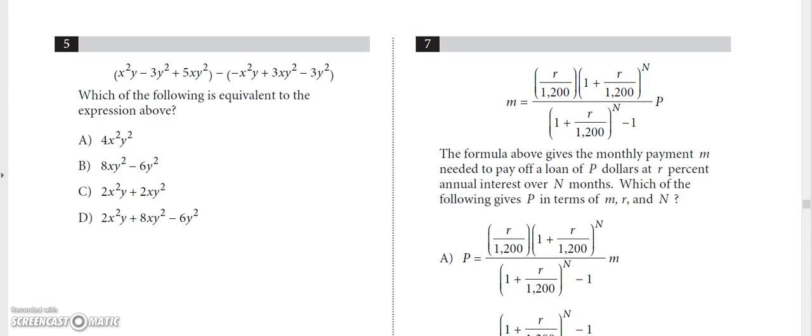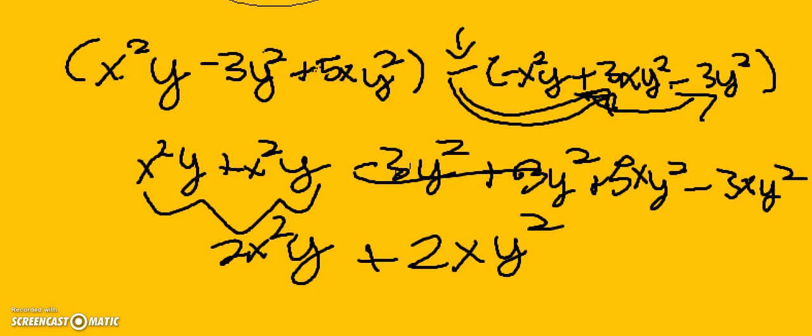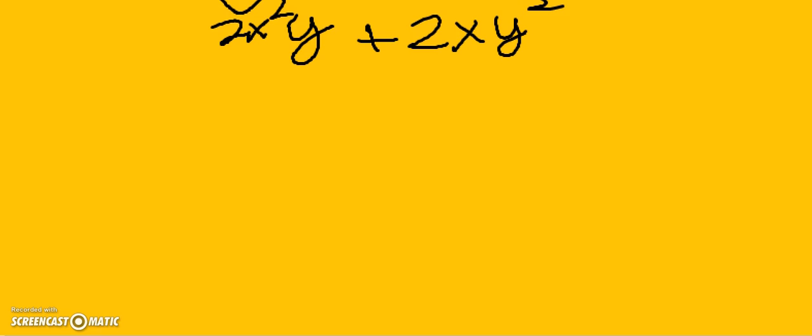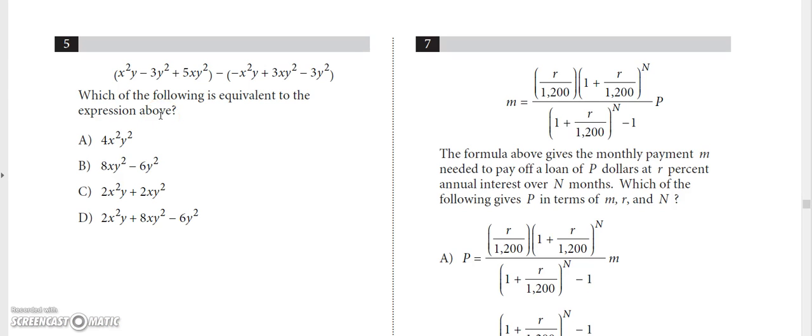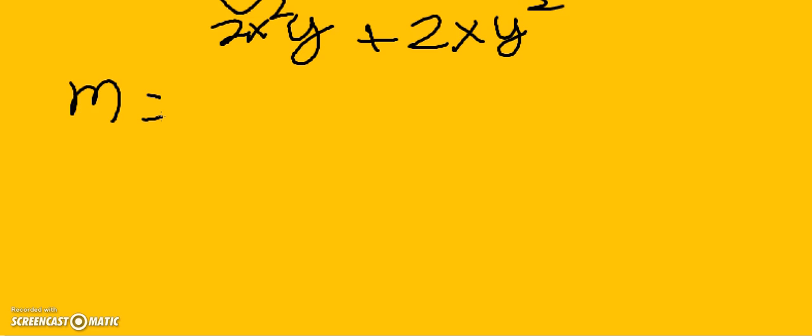So the best way to do this, now what I'm going to do is simplify the problem for you very, very easily. I'm going to show you a really easy way to show this problem. Instead of writing all of this junk over here, R over 1,200 times 1 plus, I'm not going to write any of that. I'm just going to write a random fraction, like A over B times P, because that's all it is. It's a random fraction, right?